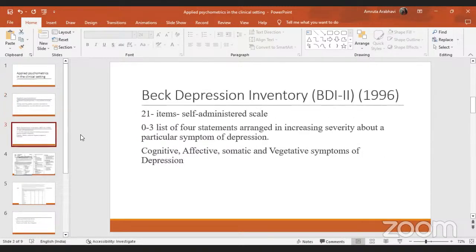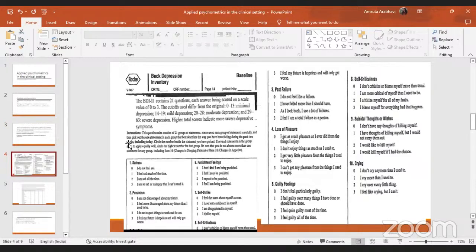And here we are talking about the Beck Depression Inventory. Just to give the introduction of BDI, it is a 21 item self-administered scale, which has a 0 to 3 list of 4 statements arranged in increasing severity of a particular symptom of depression, and it covers cognitive, affective, somatic, and vegetative symptoms of depression. This is how the BDI test looks. As we can see, from 0 to 3 the severity of the symptoms increases, and there are 21 items.